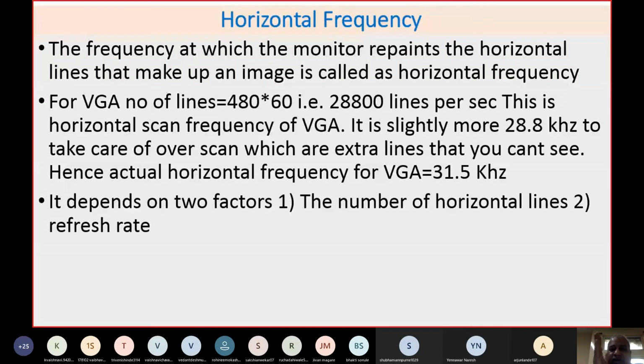This is relatively kept higher just to take care of overscanning, because you have to go an extra bit of length beyond your margins. You have to cross the margin and scan beyond exactly what is the displayed area. To compensate for that, the total horizontal frequency comes out to be 31.5 kilohertz in the case of monitors.